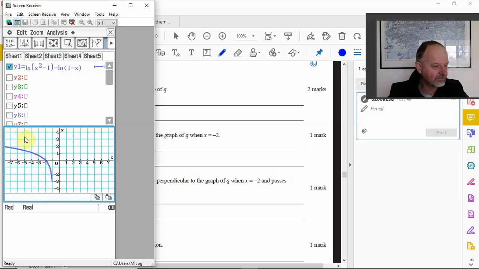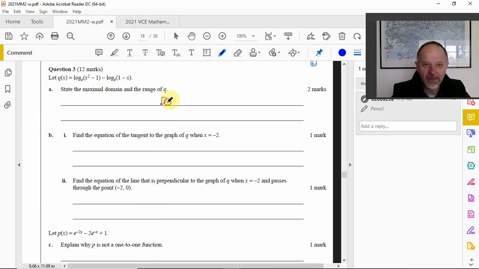So for this particular one, we need to say that our domain is x less than minus 1, and our range is all real numbers, and there we have 2 marks. Next, find the equation of the tangent to the graph of q when x is equal to minus 2. So it's this here. Again, 1 mark.